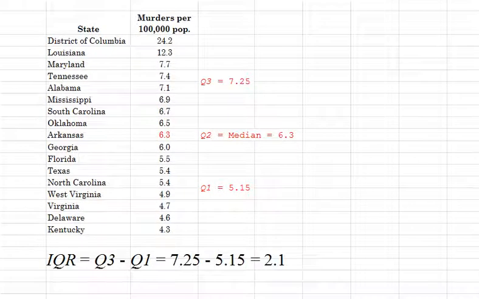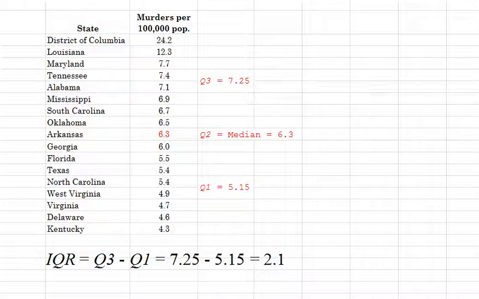Now to compute the interquartile range for this sample of data, we'll subtract the value of the first quartile from the value of the third quartile. So 7.25 minus 5.15 results in a value of 2.1 for the interquartile range. This indicates that the middle 50% of the distribution of southern states in terms of murders per 100,000 population falls within an interval width of 2.1 murders per 100,000 population.